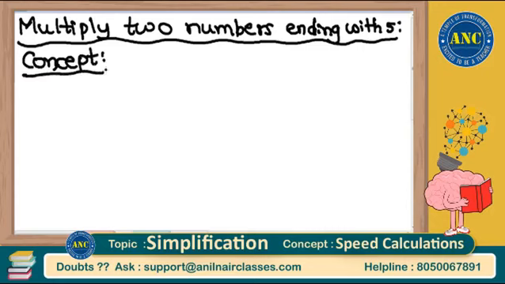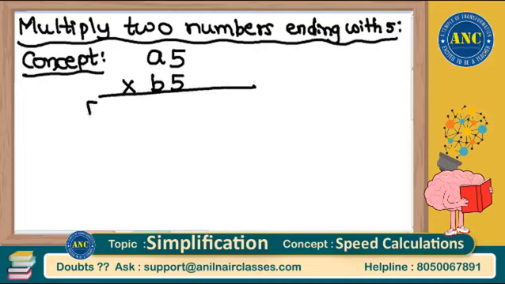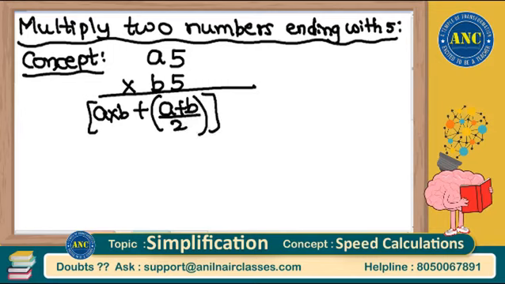The concept here: suppose a number is ending with 5, and before that the digit is a. Another number ending with 5 has the digit b before that. Then a5 into b5 is given by a into b plus (a plus b) by 2. Just two minutes before, we discussed the concept: if a is even and b is also even, 5 into even 5 will give me 25. Odd 5 into odd 5 will also give me 25. If a is odd and b is even, or vice versa, different family will give me 75.